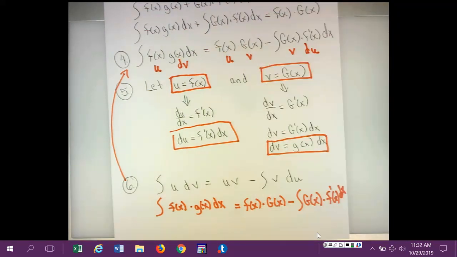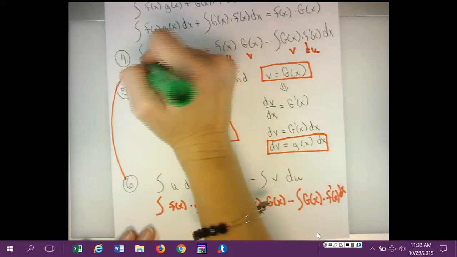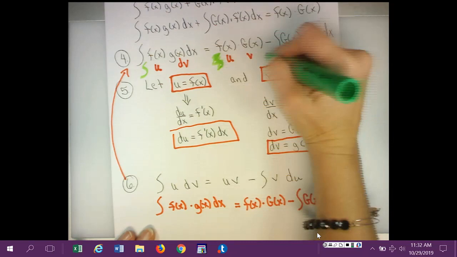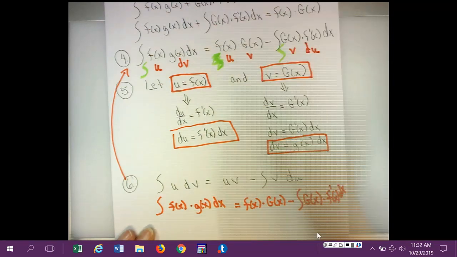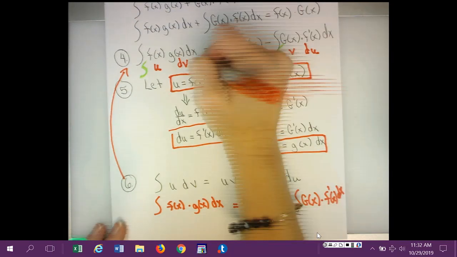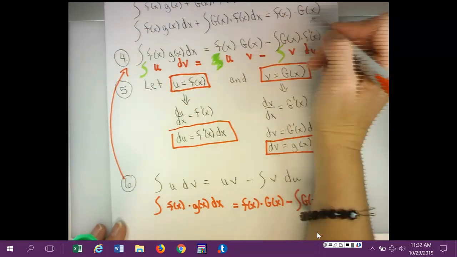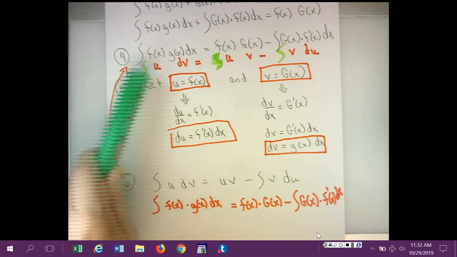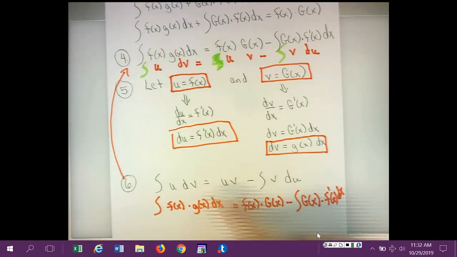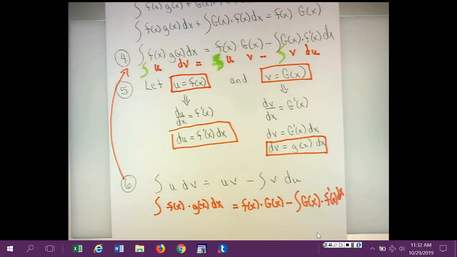And all I have to do is go back in, and I'll put my integral symbols. Oh, excuse me, the integral symbol goes there. And there's a minus there. So we have the formula. The antiderivative of u dv is equal to u times v minus the antiderivative of v with respect to u. So you can see 4 and 6 agree.